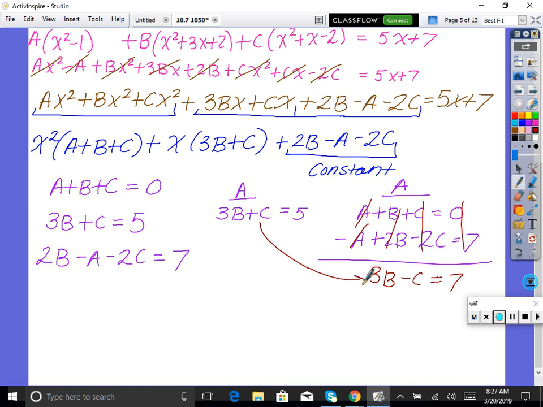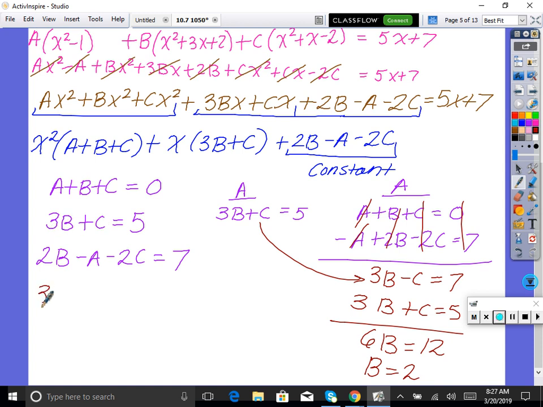Now I'm going to use these two to eliminate and to solve. Plus C equals 5. So adding straight down, you don't have to change anything here. 6B equals 12. Therefore, B equals 2. Perfect. So now I can solve for C. I'll plug this in here: 3 times 2 plus C equals 5. 6 plus C equals 5. Therefore, C equals -1.